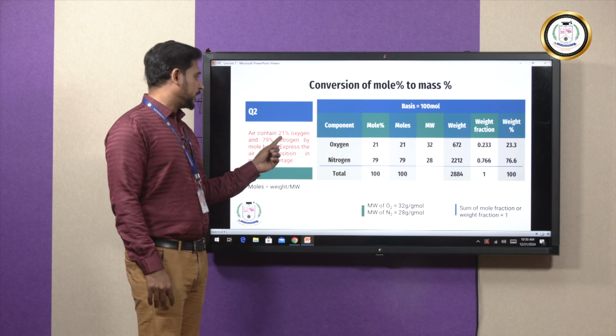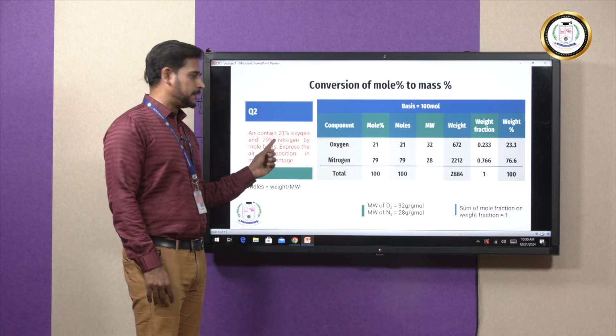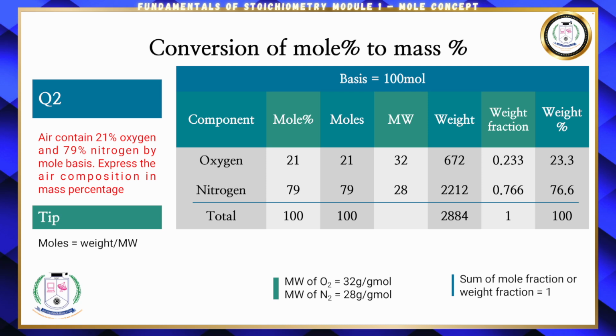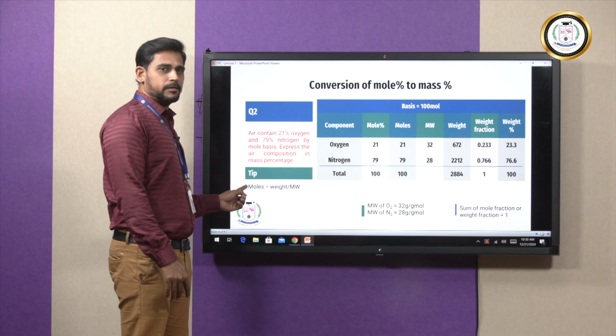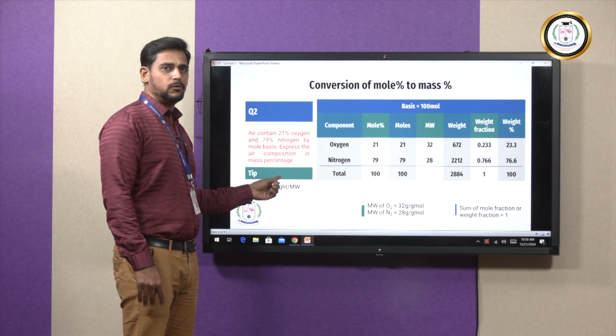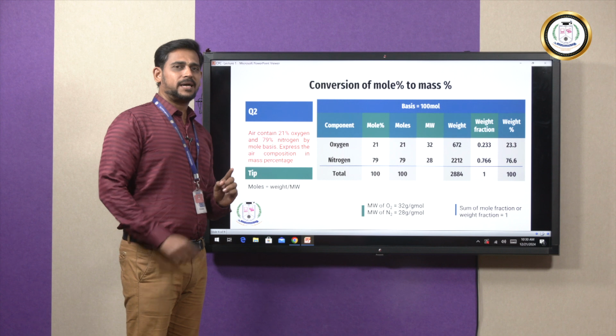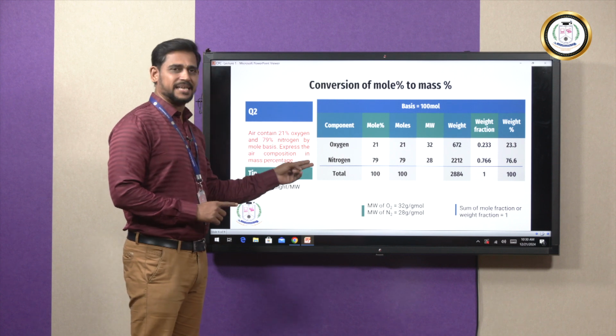Air contains 21% oxygen and 79% nitrogen on a mole basis. We have to convert this problem and express the air composition in mass percentage. Recall the formula: moles is equal to weight divided by molecular weight. So we will have two components, one component is oxygen and another component is nitrogen.